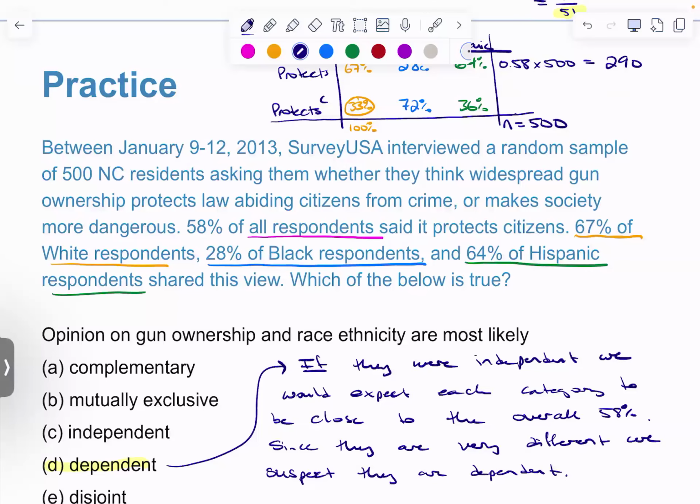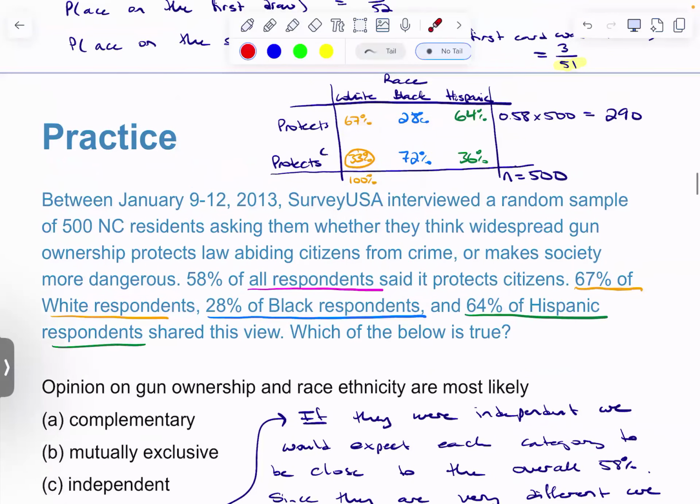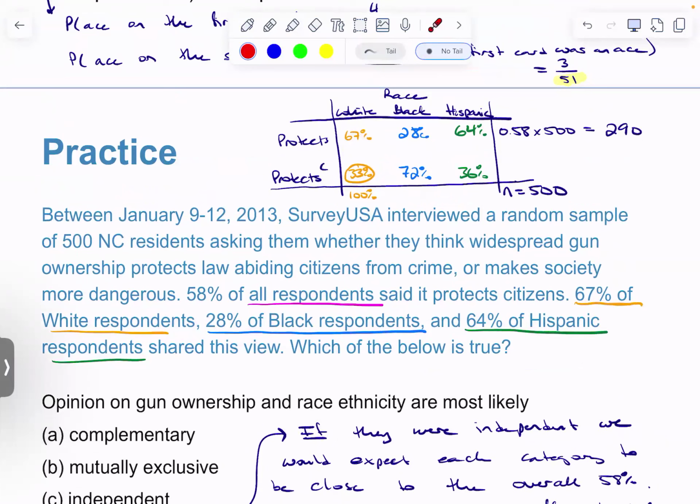Could phrase it another way and say, okay, if I know that I have sampled a Hispanic person, that is going to determine the probability that they said, yeah, it protects our citizens. Whereas if I say I have sampled a Black person, that affects the probability of them saying yes, it protects, and so on. Got to make it less wordy.